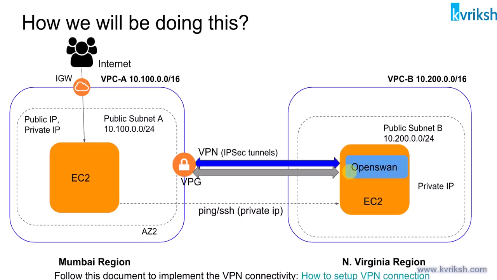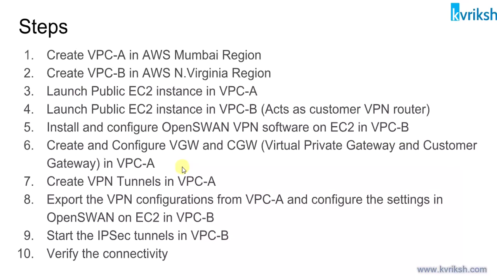So the steps for setting up this VPN connection would be: we'll be creating these two VPCs, and we'll be creating an EC2 instance in a public subnet in both these VPCs. On the AWS side, we will create a virtual private gateway, and on the customer side, we will install OpenSWAN software, and then we will see how to create VPN tunnels between these two entities. So I have highlighted the steps that we'll be following.